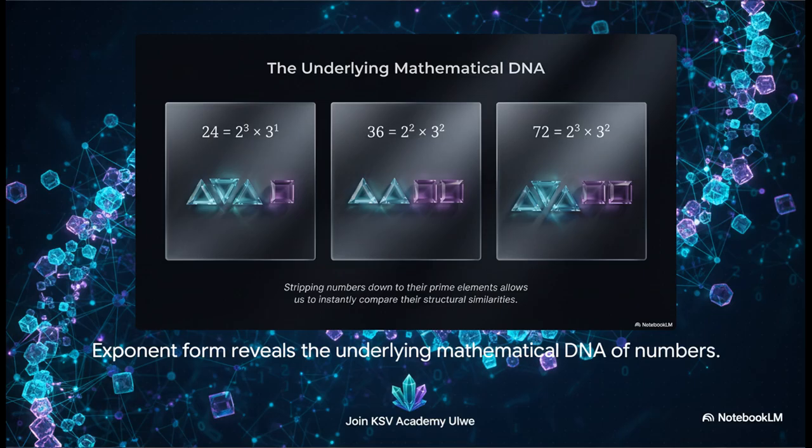You can instantly see how these numbers are related. You can spot that 72 shares that 2 cubed gene with 24 and the 3 squared gene with 36. This is the hidden structure of numbers laid bare for us to see.